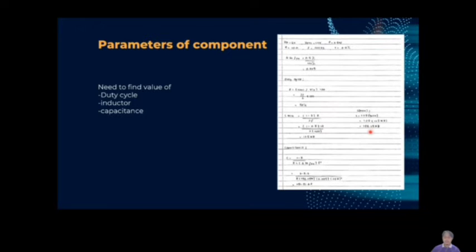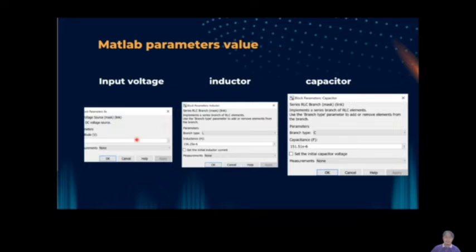Okay, next, for the capacitance value we get 151.51 microfarads. Next is the MATLAB parameter values. After we calculate all the parameter values for the components, we insert the values into MATLAB. Over here we can see the input voltage is 6 volts, the inductance is 156 microhenries, and next the capacitor is 151.51 microfarads.